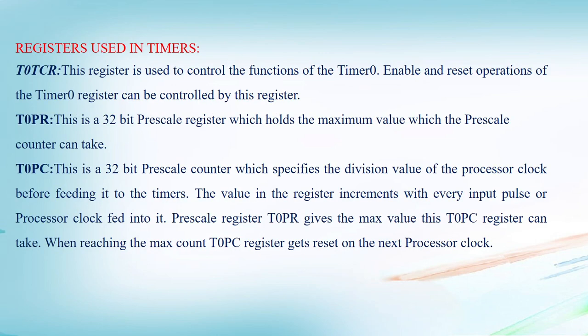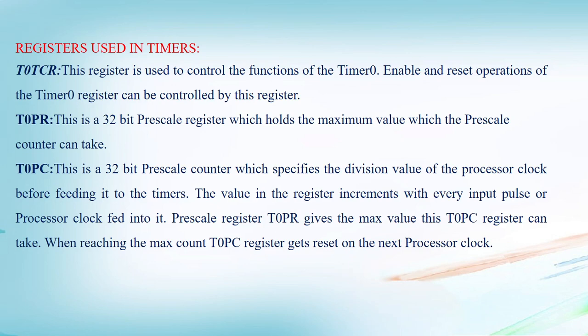First, T0TCR, the timer control register. This register is used to control the functions of timer 0. Then T0PR, the prescaler register. This is a 32-bit register which holds the maximum value which the prescaler counter can take. T0PC, the prescale counter. This register is also 32-bit long, which specifies the division value of the processor clock before feeding it to the timers.